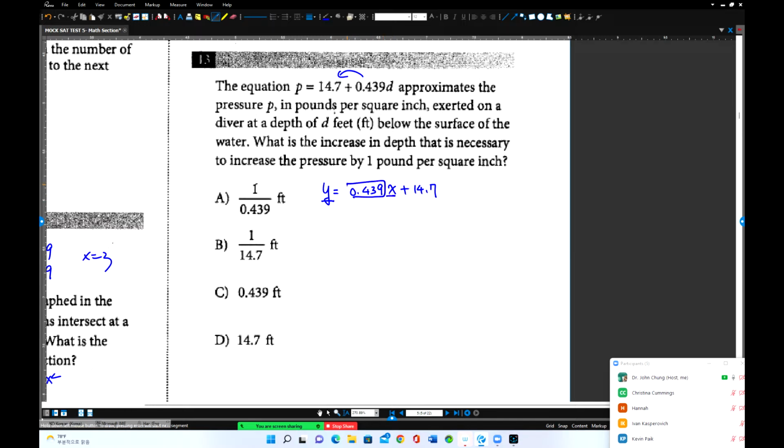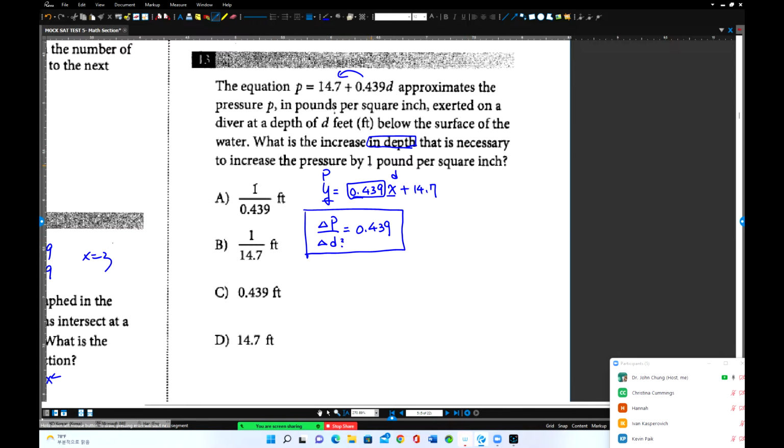What is this number? This number is the slope, right? Actually, this is the P, this is D, right? So, what's the slope? Change in P over change in D. That's the slope. That is equal to 0.439. That's the definition of slope. But you are using this one, you're going to find out: what is the increase in depth? Depth is D, right? We're going to find these numbers.